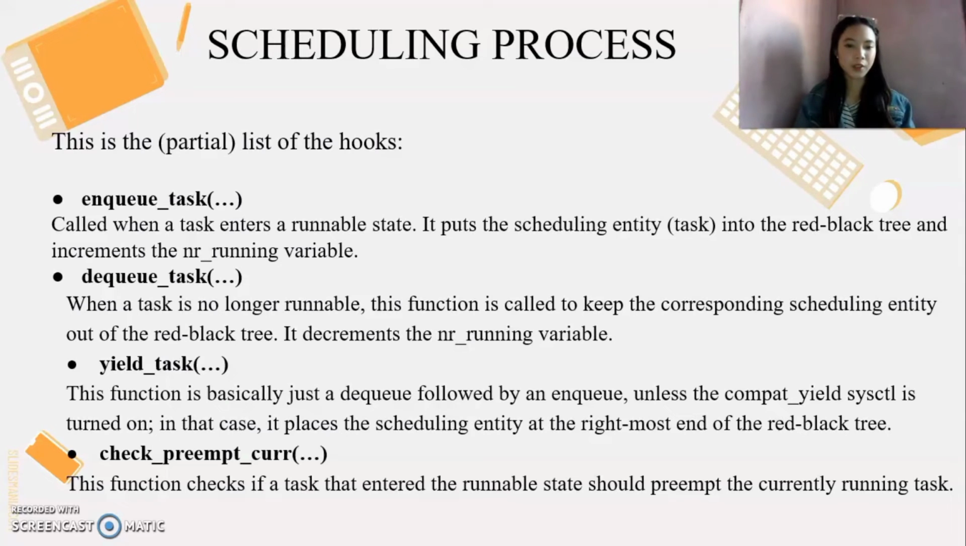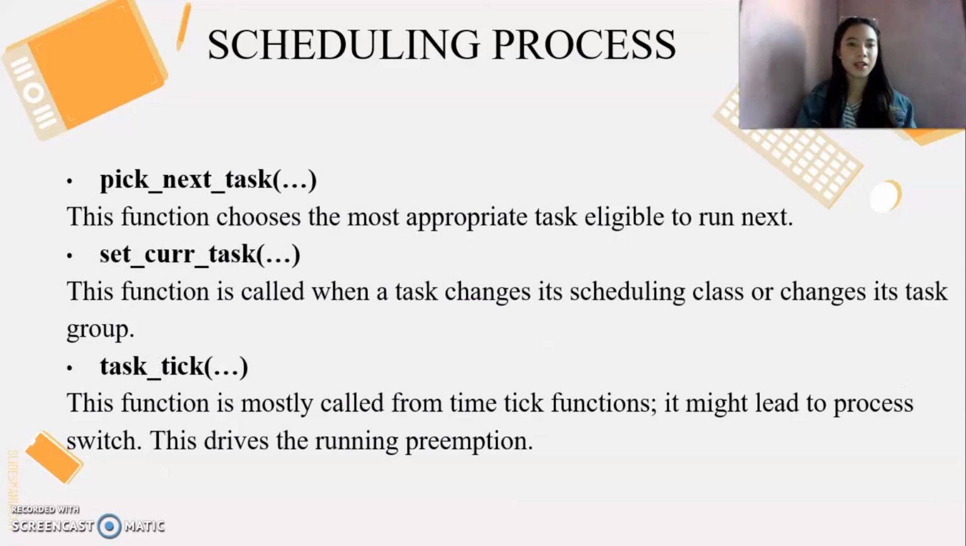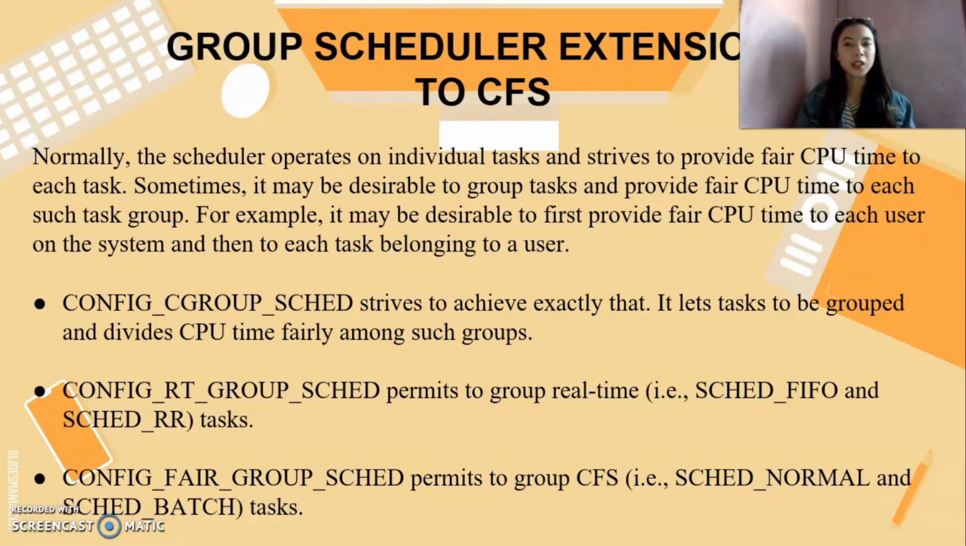check_preempt_curr: this function checks if a task that entered the runnable state should preempt the currently running task. pick_next_task: this function chooses the most appropriate task eligible to run next. set_curr_task: this function is called when a task changes its scheduling class or changes its task group. task_tick: this function is mostly called from time tick functions. It might lead to a process switch. This drives the running preemption.